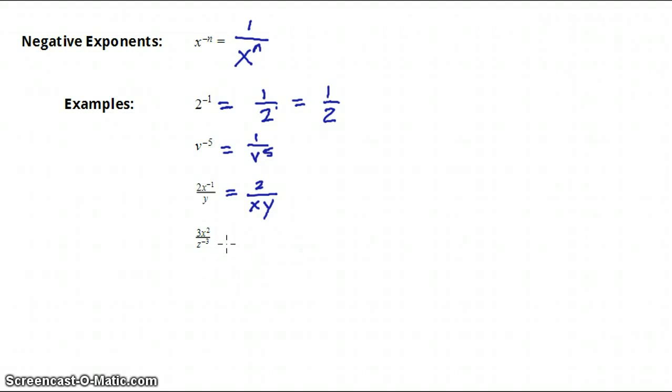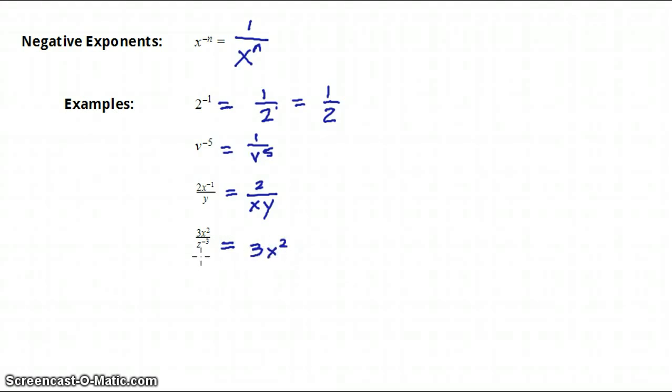And one last example here, with kind of similar reasoning, but we're starting off with a problem that looks a little bit different. This time the negative exponent starts off in the denominator. So the numerator of my fraction is going to stay the same. I've got 3x squared. I don't need to do anything with that.